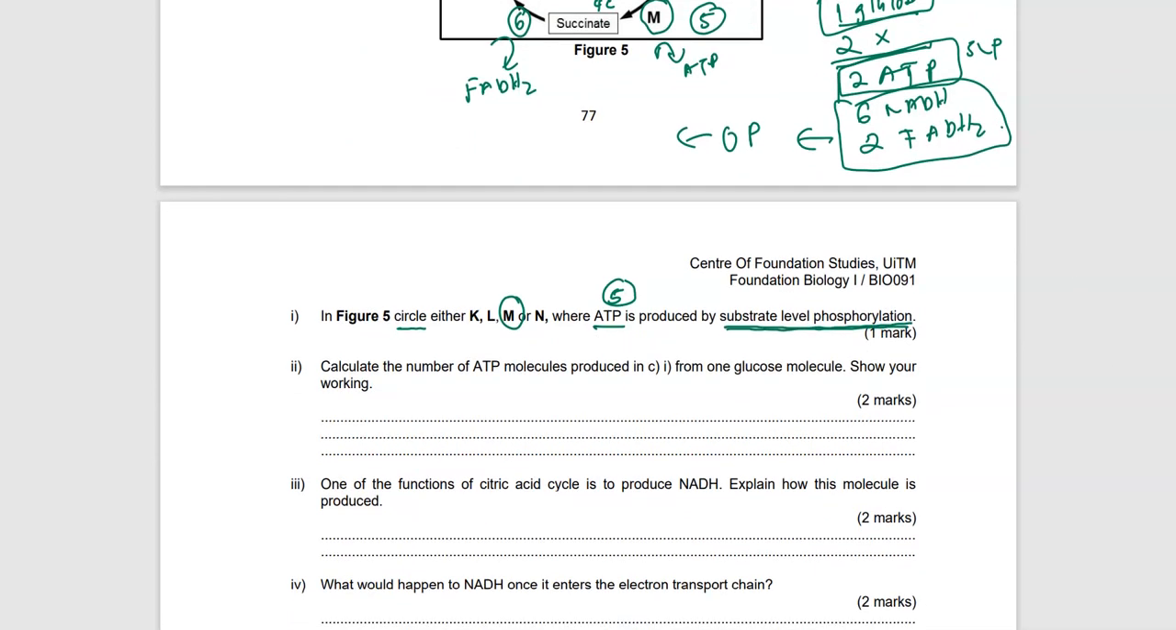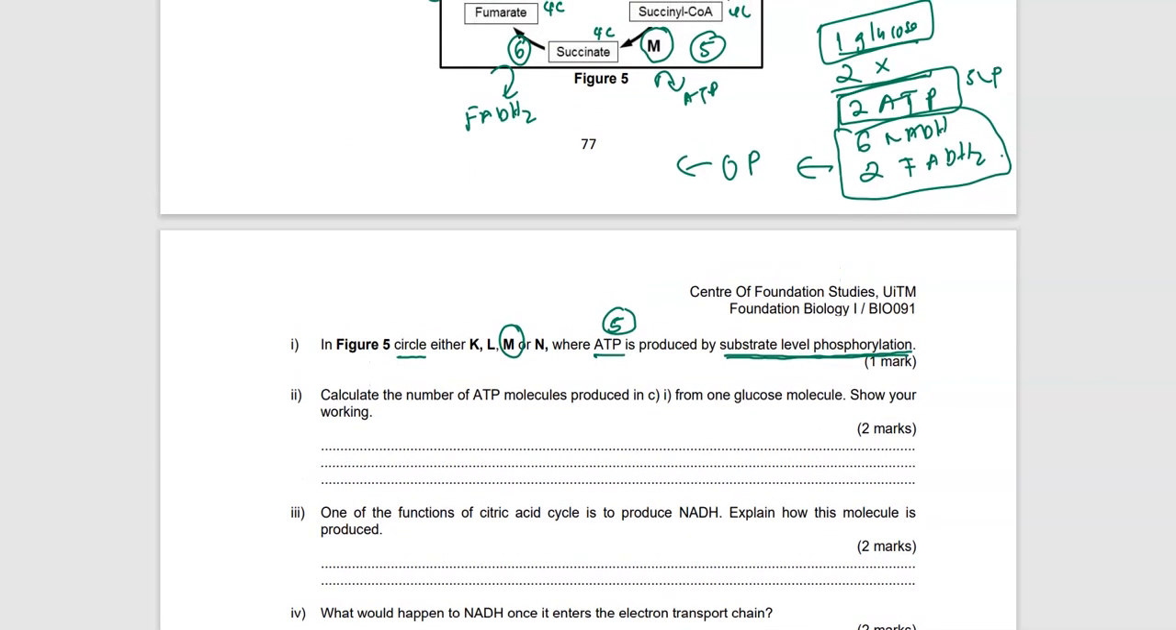Okay, so calculate the number of ATP molecules produced in C1 from one glucose molecule. Show your calculation. For 2 marks, you have to show your calculation for 1 mark, and the second mark is for the answer. So how to show your calculation? 2 pyruvate, or 2 molecules of acetyl CoA.